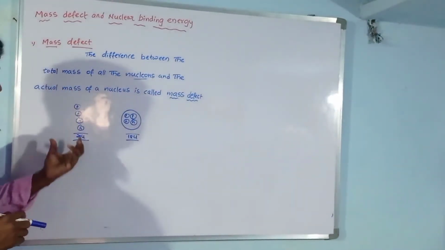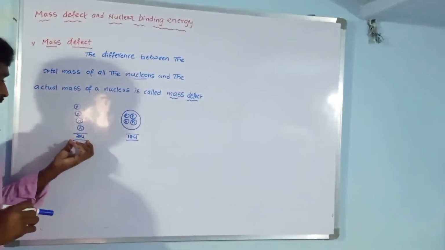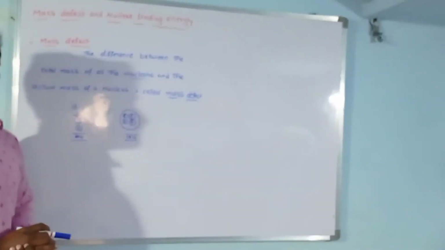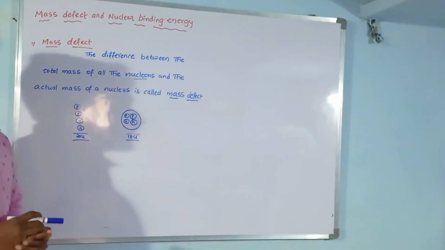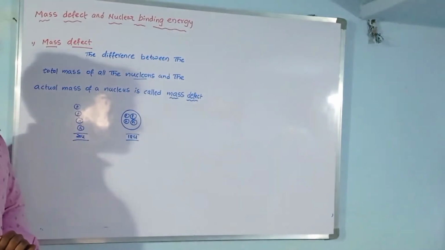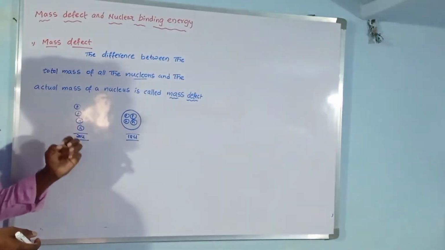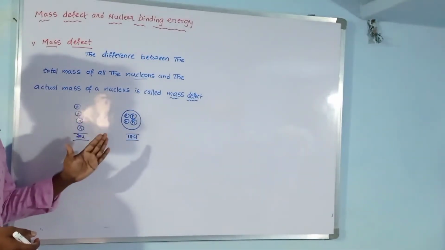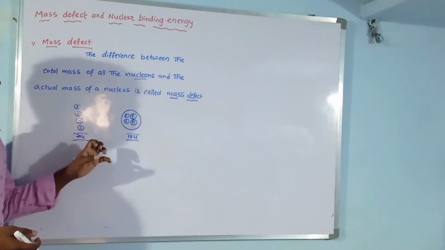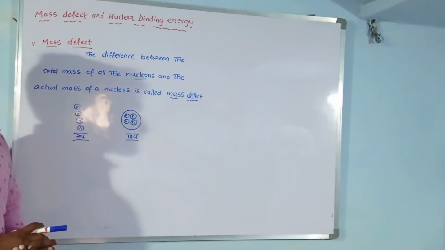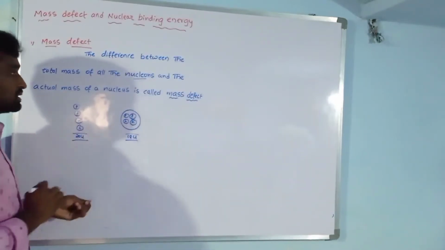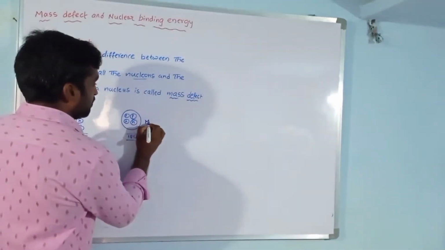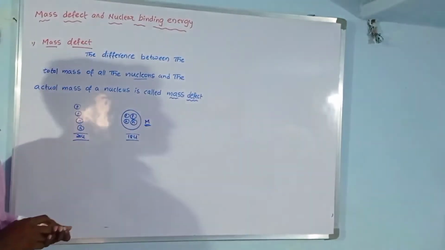So what is the difference between these two? This is 20 units, this is 18 units. So what is the difference? The difference is 2 units. That 2 units of mass is called mass defect. So always the total mass of the nucleons is greater than the actual mass of the nucleus. So what is the actual mass of the nucleus? The actual mass of the nucleus is indicated by capital M.